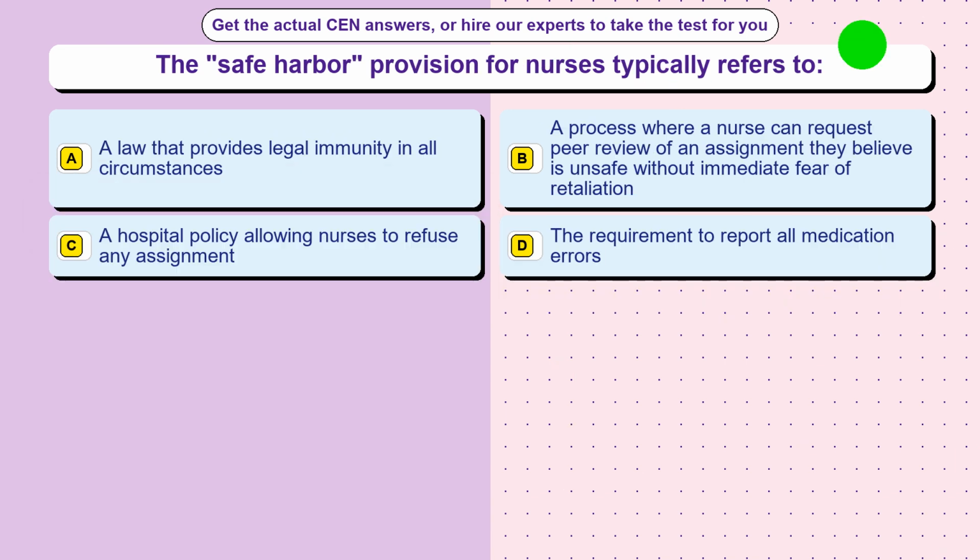Question 67. The safe harbor provision for nurses typically refers to Option A, a law that provides legal immunity in all circumstances. Option B, a process where a nurse can request peer review of an assignment they believe is unsafe without immediate fear of retaliation. Option C, a hospital policy allowing nurses to refuse any assignment. Option D, the requirement to report all medication errors.